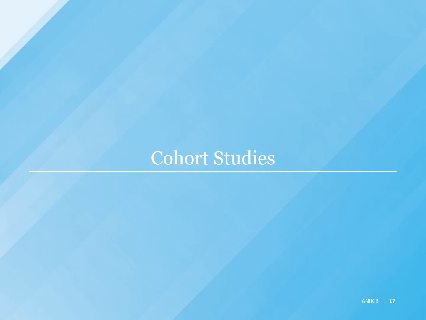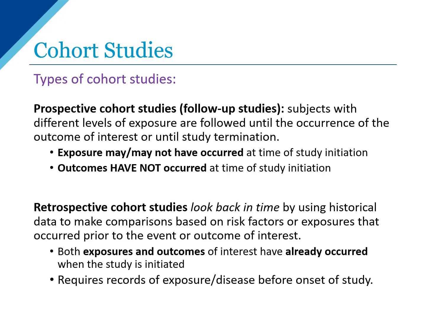The first type of observational study we're going to address is the cohort study. There are two types of cohort studies. Prospective cohort, or follow-up studies, start with subjects of different levels of exposure, usually unexposed and exposed, but could be other levels, and follow them until either the outcome of interest occurs or the study ends. Exposure may or may not have occurred at the time the study starts, but everyone in the study does not have the outcome of interest or the disease.